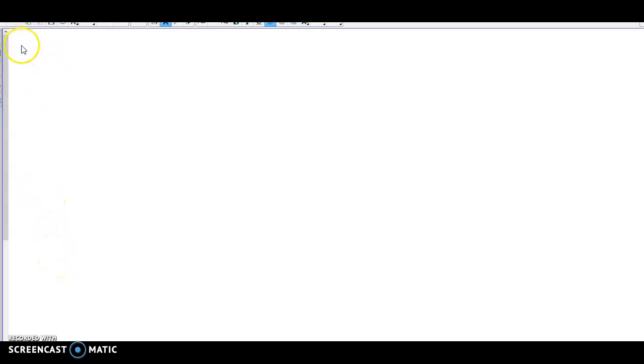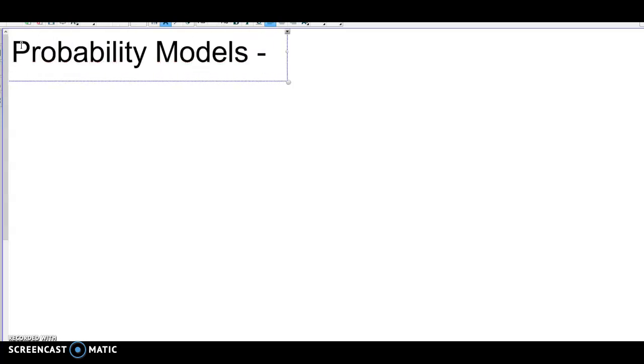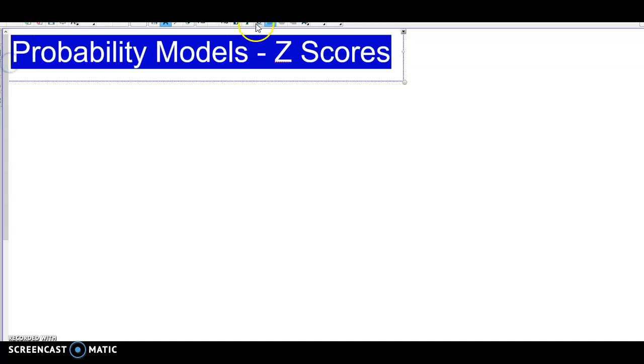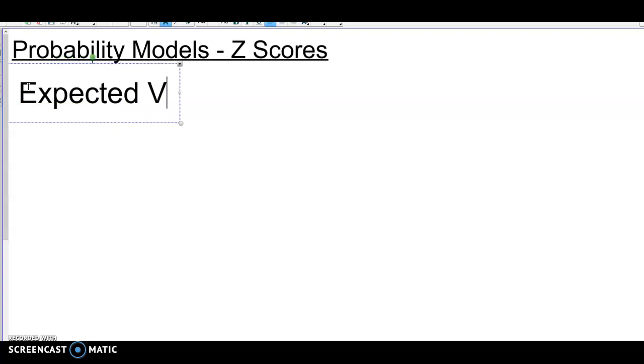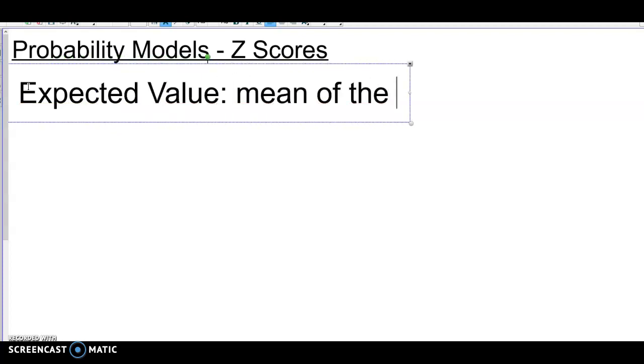Good morning. We're going to be talking about probability models and specifically looking at z-scores. Make that just a smidge smaller so I have some room here. Okay, so we have some vocab to start off with that we need to talk about. We need to talk about an expected value first. This is the mean of the probability model.